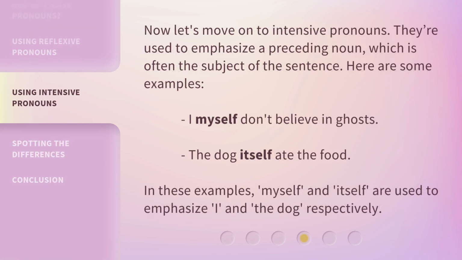Now let's move on to intensive pronouns. They're used to emphasize a preceding noun, which is often the subject of the sentence. Here are some examples. I myself don't believe in ghosts. The dog itself ate the food. In these examples, myself and itself are used to emphasize I and the dog, respectively.